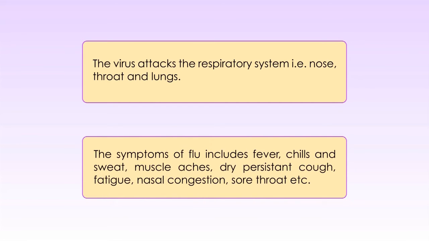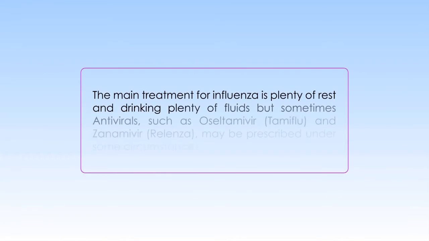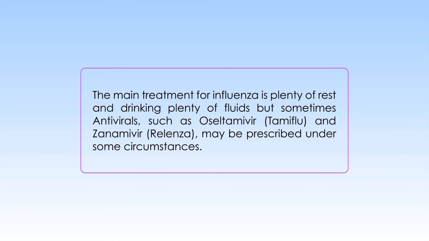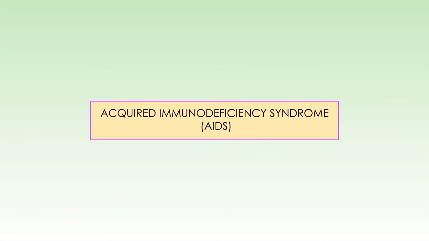And the symptoms of the flu include fever, chills and sweat, muscle aches, dry persistent cough, fatigue, nasal congestion, sore throat, etc. The most common complication of flu is pneumonia. So this pneumonia is a very serious infection of the lungs. The main treatment of influenza is plenty of rest and drinking plenty of fluids, but sometimes antivirals such as oseltamivir, which is commonly known as Tamiflu, and zanamivir, known as Relenza, may be prescribed under some circumstances. Next, we'll come to acquired immunodeficiency syndrome, known as AIDS.